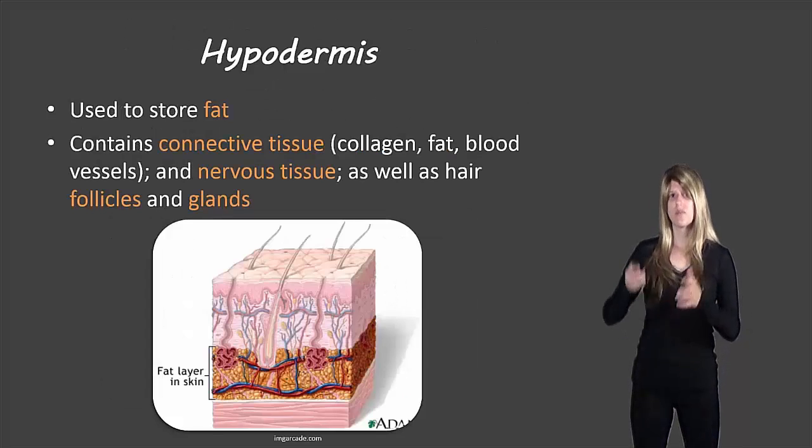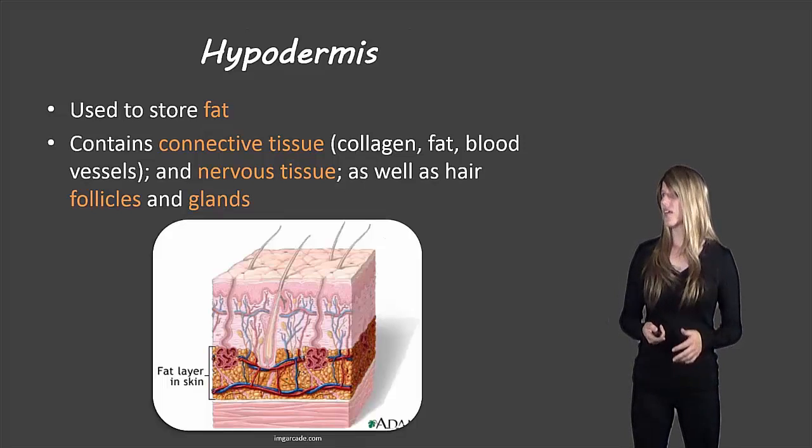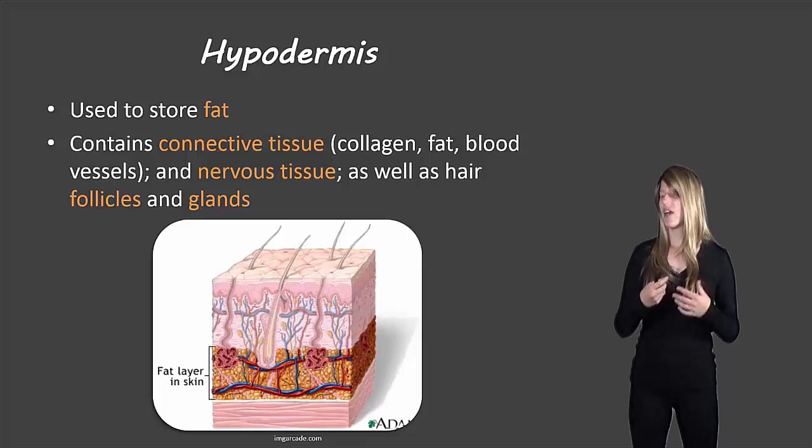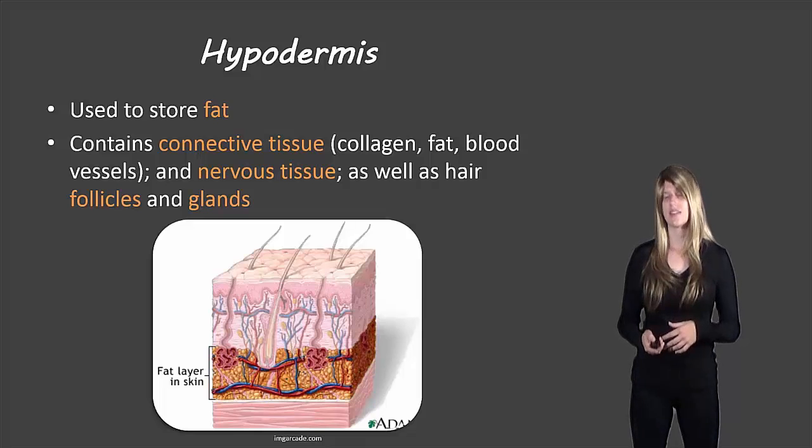Finally is the hypodermis, which is the lowest layer, and it's used to store fat. It contains connective tissue: collagen, fat, blood vessels. It contains nervous tissue. It also has hair follicles, and it has glands.